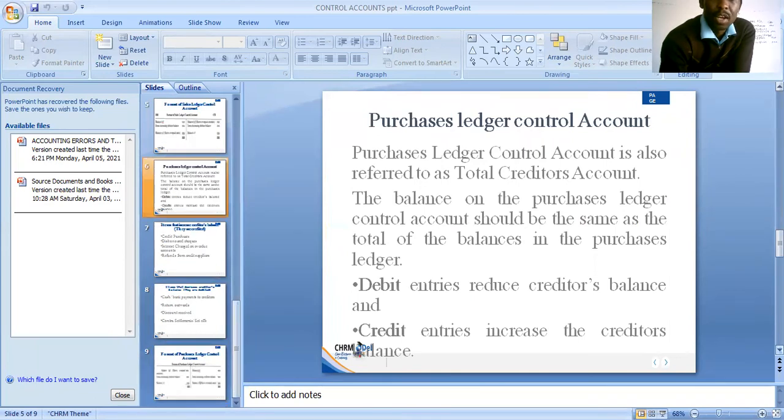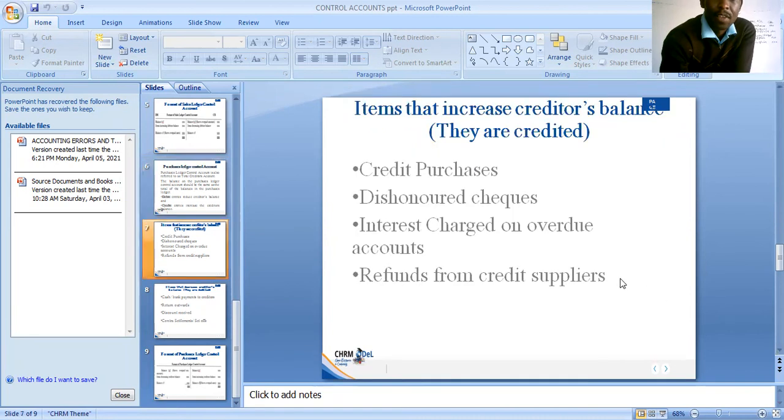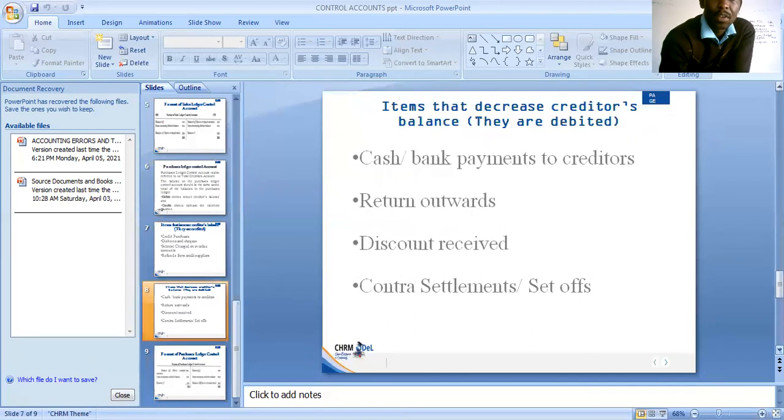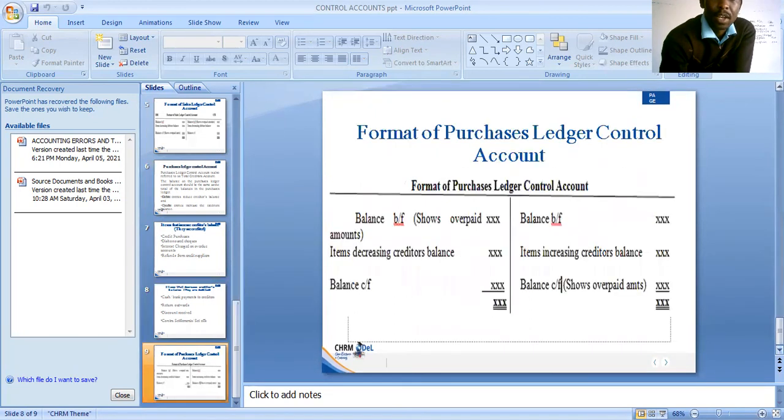The purchases control account is an account that summarizes all the creditors' ledger accounts. The debit entries are those that reduce the creditors' balance, and the credit entries are those that increase it. Those that increase are credit purchases, dishonored checks, interest charged on overdue accounts, and refund to credit suppliers. Whatever is going to be debited: cash or bank paid to creditors, return outwards, discount received, and the contra or set-off, among others. We have the format, and that is the end of that.